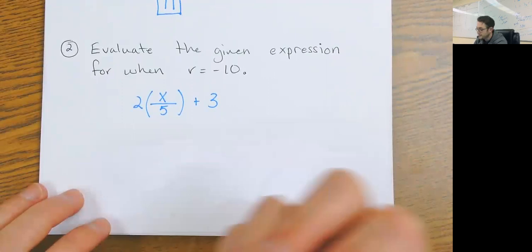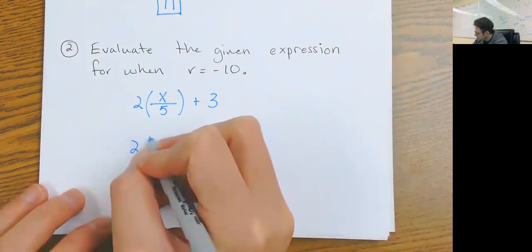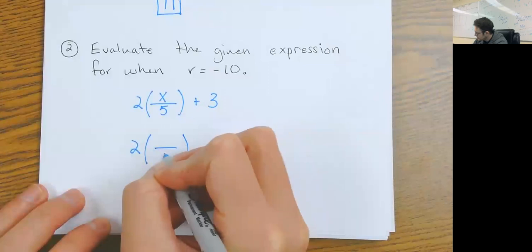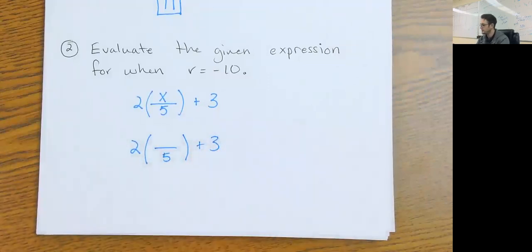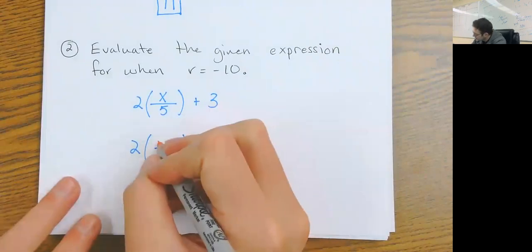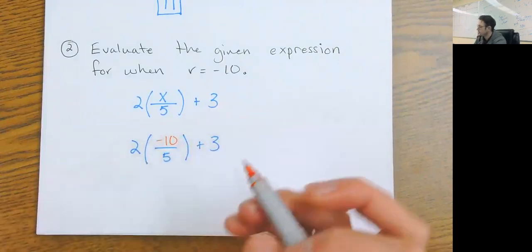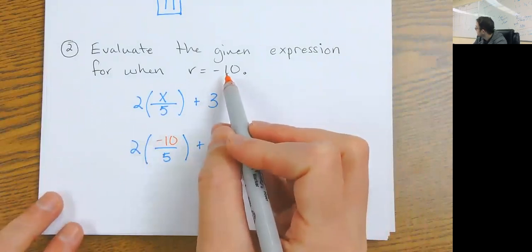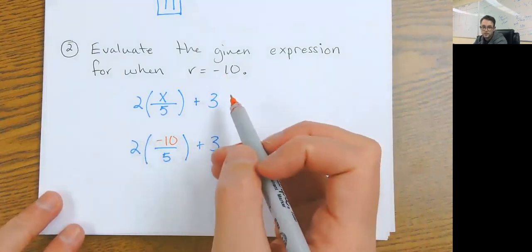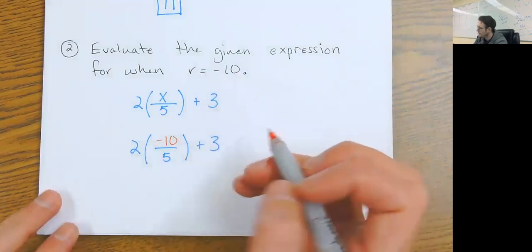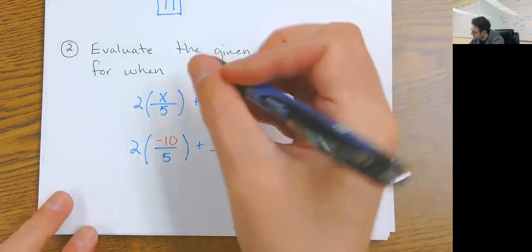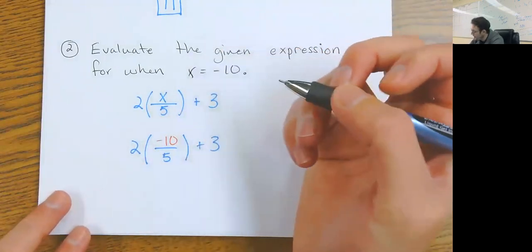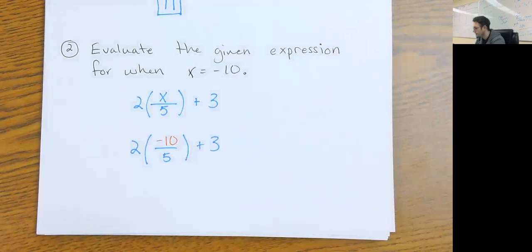So we're going to do substitution like we did last time. So 2(5) plus 3. We're going to substitute in the -10, the value that we want to evaluate the expression for when r, ooh, I did r. You know what? I'm going to cheat. I made it an X. We're going to call it an X because I messed up.